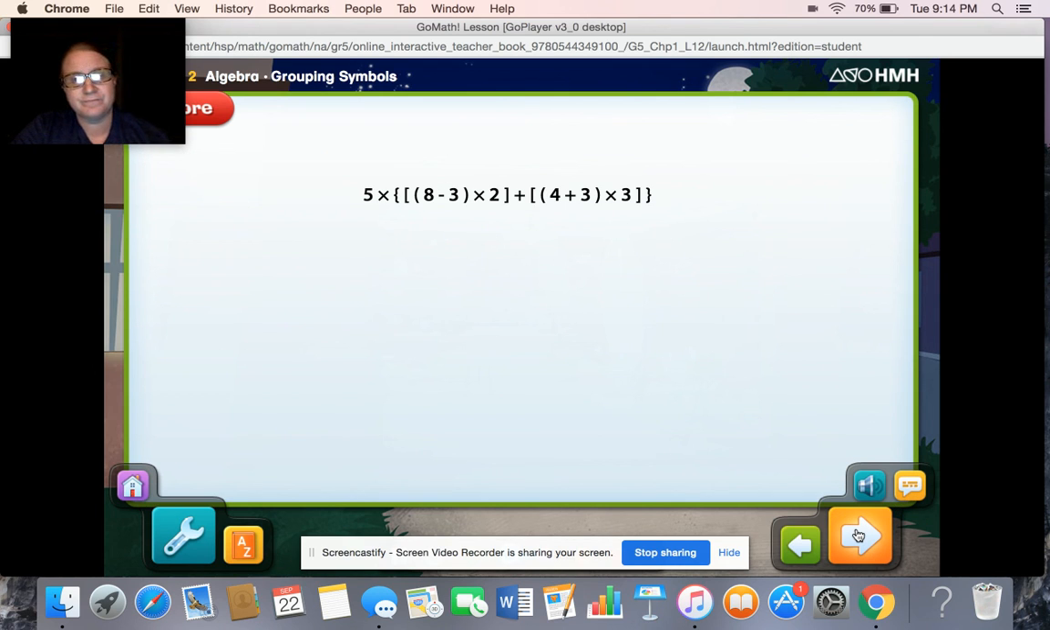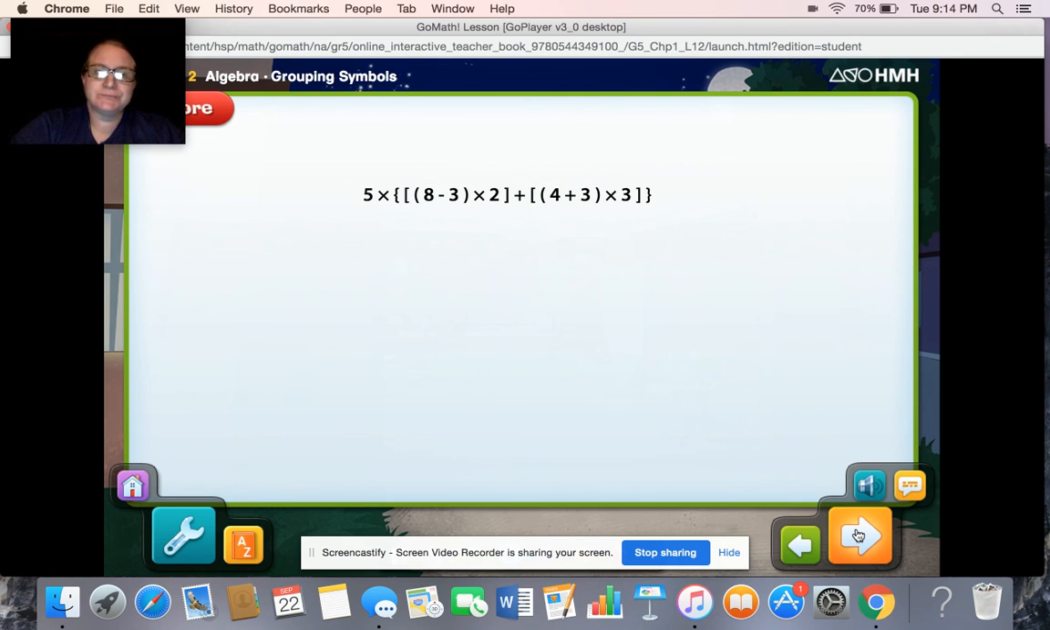Let's try a problem with 3 types of grouping symbols. This problem has a pair of braces, 2 pairs of brackets, and 2 pairs of parentheses. In this problem, the parentheses are the innermost pairs of grouping symbols, so we perform the operations within them first.